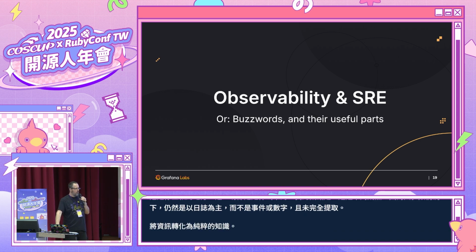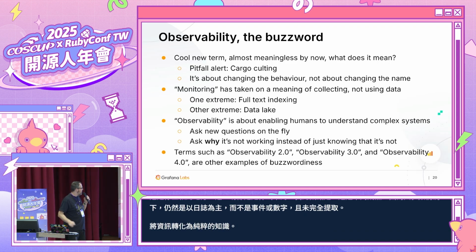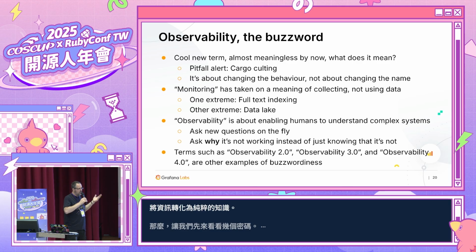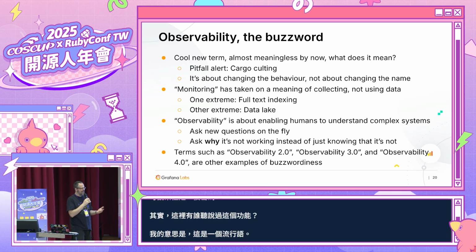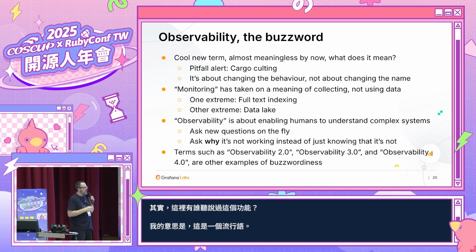So let's walk through a few buzzwords before looking at solutions. Observability is a buzzword. Actually, who here has heard observability before? Okay, I mean, it's a buzzword, so it kind of stands to reason. Stupid question, okay.